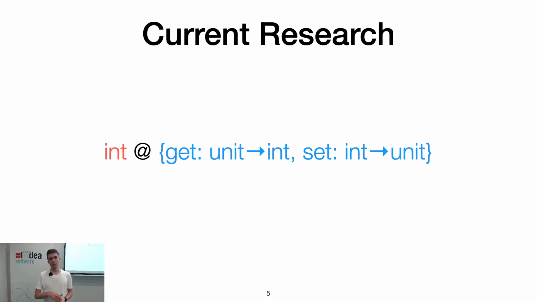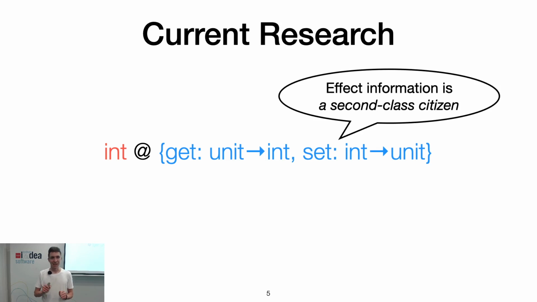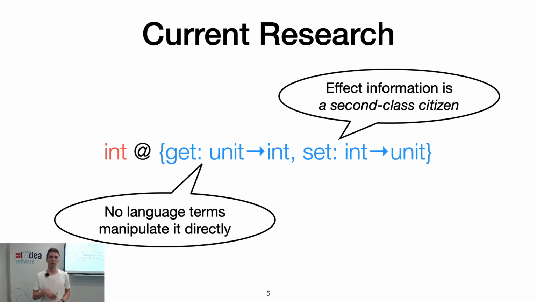Those annotations, and type and effect systems in general, are currently an active area of research. There are a lot of papers published right now about type systems for algebraic effects. One common feature among them, though, is that all of them treat effect information as a second-class citizen in the typing system, meaning that there is no direct term in the language to add or remove, introduce or eliminate these effect annotations. They are collected implicitly from the term in a bottom-up fashion.